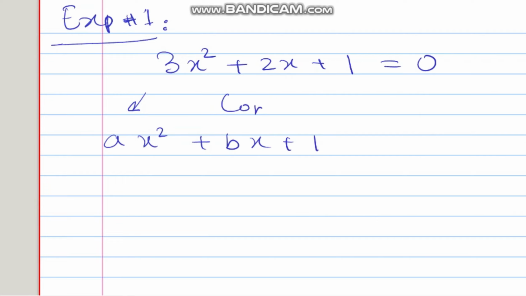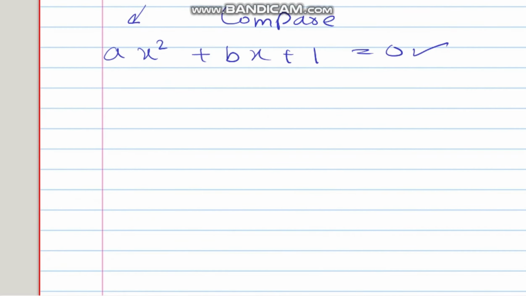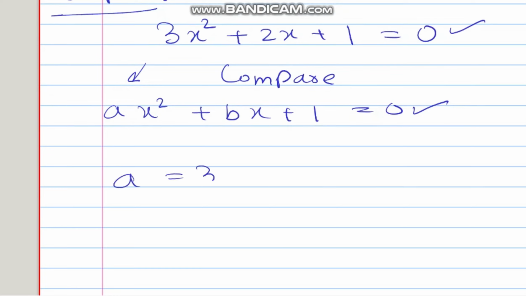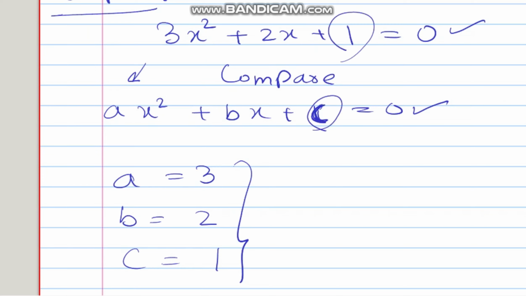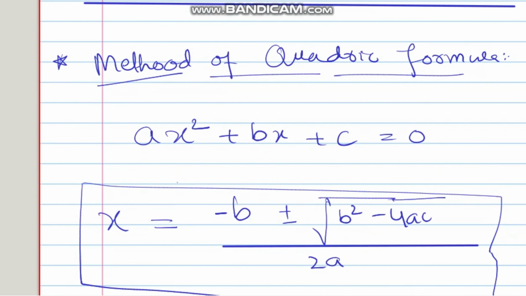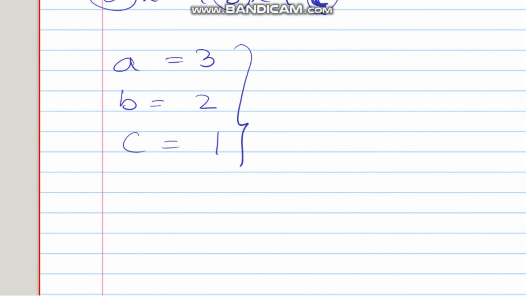Dear students, first of all, just compare this equation with the standard one. After comparing, we observe that here a is equal to 3, b is equal to 2, c is equal to 1. Sorry, it is c here in the standard form, so c is here, 2 is b, and 3 is a. This type of comparison is a very important point, please remember this one. Now let me move further.